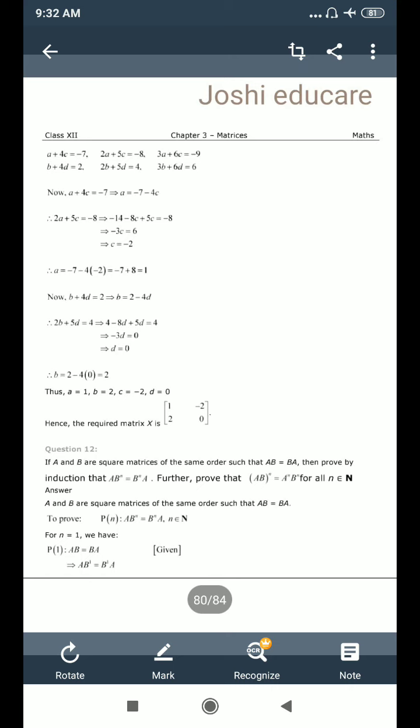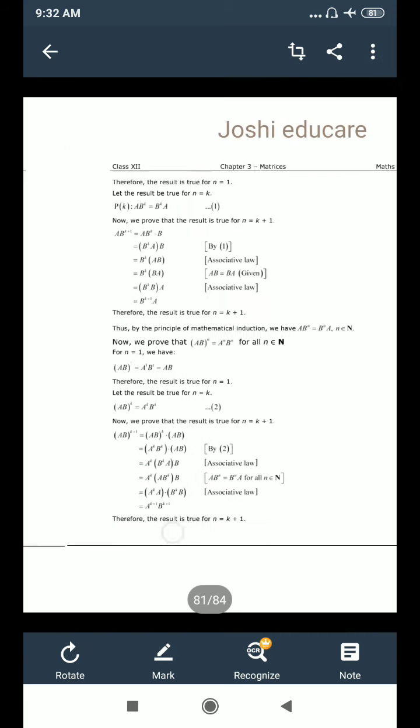Question number 12. If A and B are square matrices of the same order and AB is equal to BA, then prove by induction that AB^n is equal to B^n A, and (AB)^n is equal to A^n B^n.